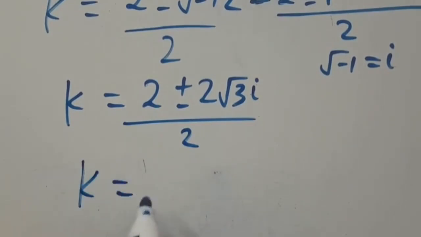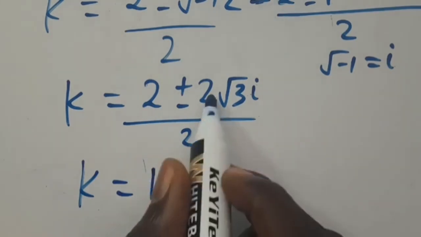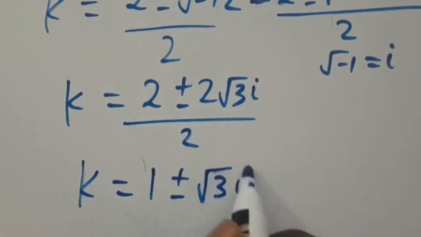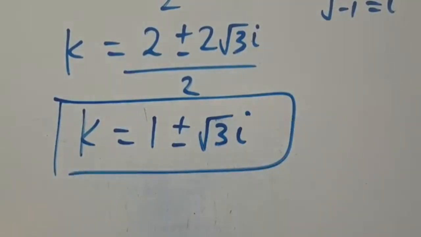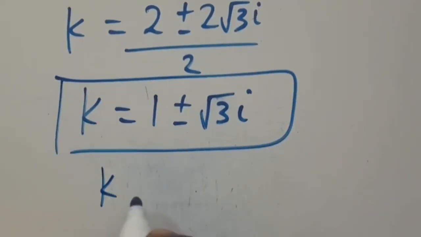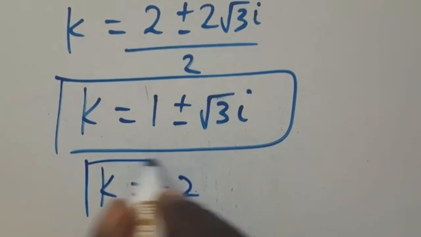So we have our k to be equals, this divided by this will be 1, positive or negative. This divided by this will only have root 3i. So we also have another solution to be this, but this is a complex solution. But we have the first degree solution to be minus 2 as this.